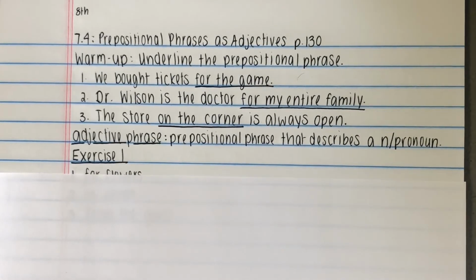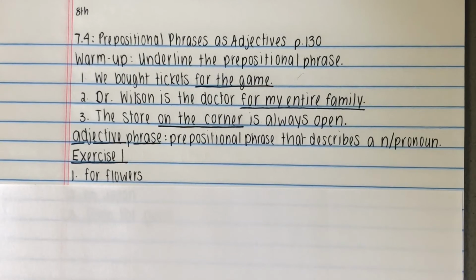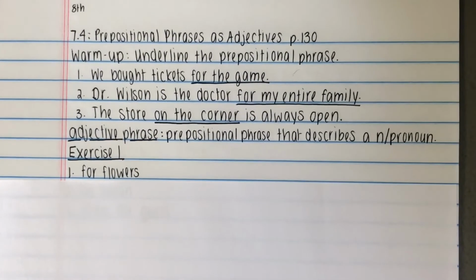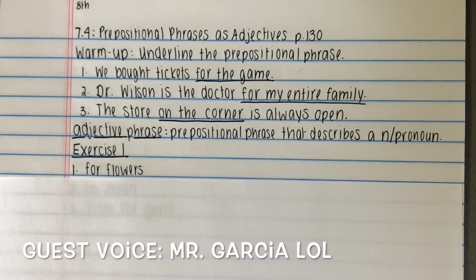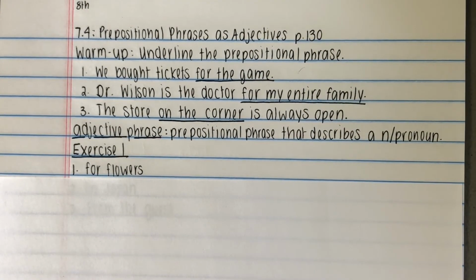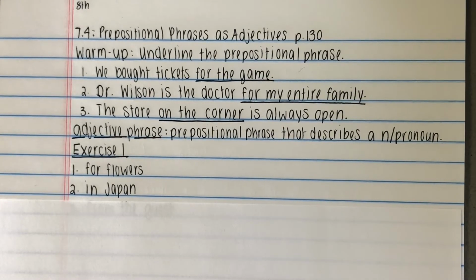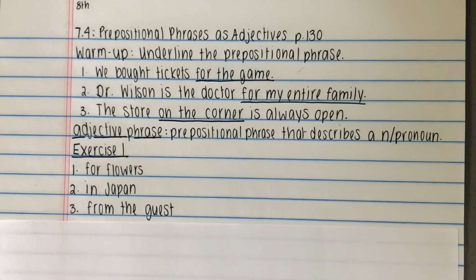You are correct if you said for flowers. Number 2, suppose friends in Japan invite you home. Pause the video and try to answer that one on your own. You are correct if you said in Japan. Number 3, a small gift from the guest is expected. Pause the video and try to answer that one. You are correct if you said from the guest.